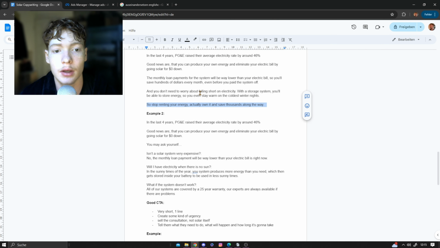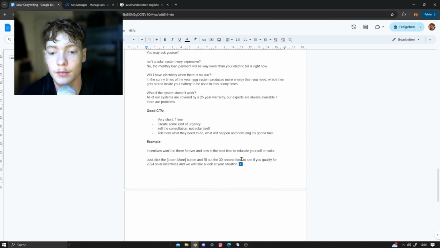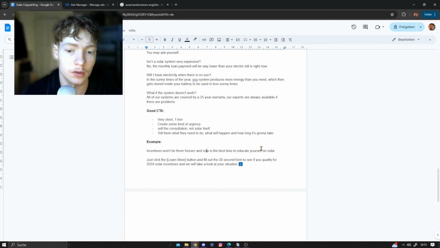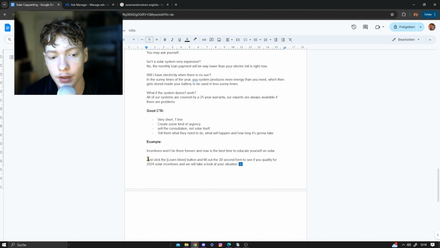So in this example, again, we have a line at the end of the body: Incentives won't be there forever, and now it's the best time to educate yourself on solar. This creates the urgency I was talking about, because of course the incentives won't be there forever. Now is the best time, because the world is going green. This transformation is only happening one time, and right now there are those incentives, and it's a very good time to go solar. So they should take action right now, instead of waiting another month or two or three or a year.